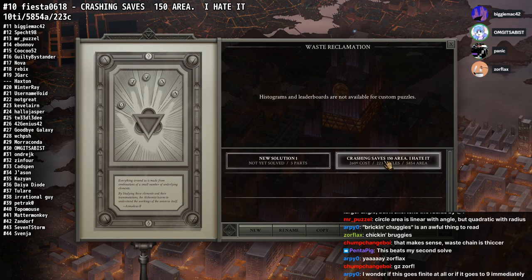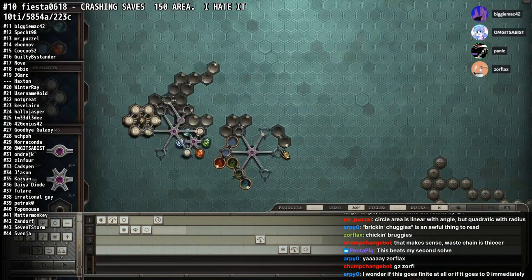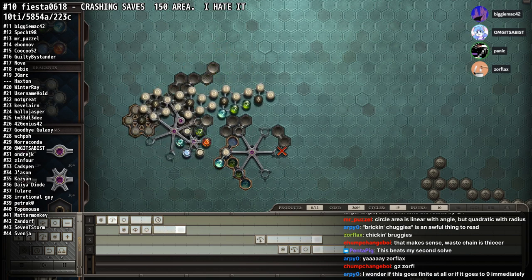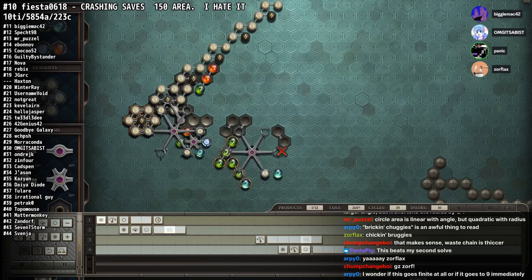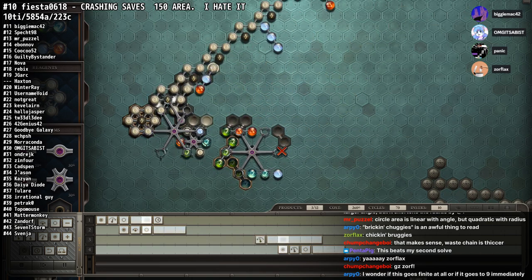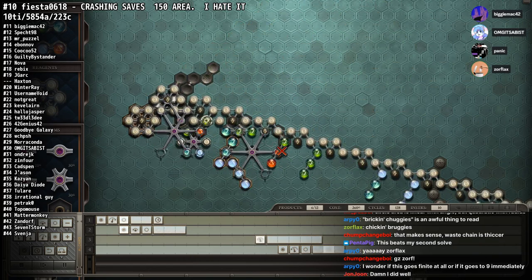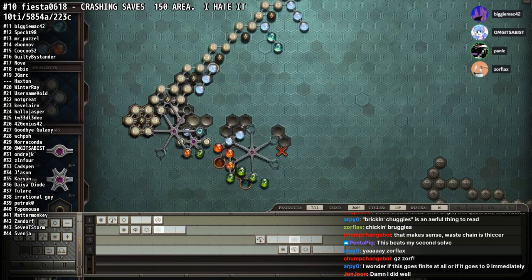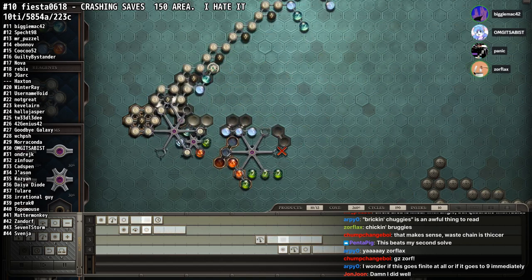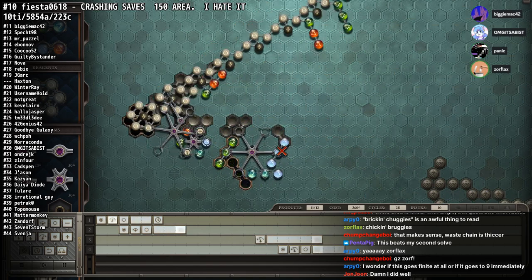Okay, next up, hell yeah. Number 10, we have Fiesta. Crashing saves 150 area. I hate it. Fiesta manages to break it off half a swing earlier. I didn't even think that would be possible. I assume Fiesta did away with the moral dilemma thing once he realized everyone else was going to be doing it. And it did improve his ranking, so... Yeah, he passed me for it. It mattered.